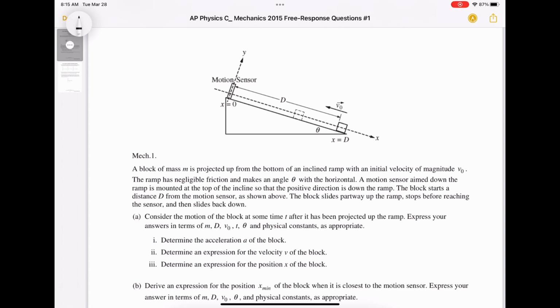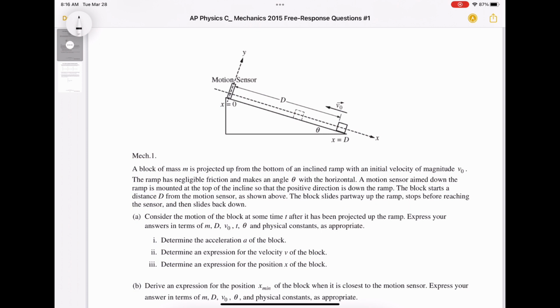It says a block of mass m is projected up from the bottom of an inclined ramp with an initial velocity of magnitude v naught. The ramp has negligible friction and makes an angle theta with the horizontal. A motion sensor aimed down the ramp is mounted at the top of the incline so that the positive direction is down the ramp. That is important there, positive direction down the ramp. The block starts a distance d from the motion sensor as shown above. The block slides partway up the ramp, stops before reaching the sensor, and then slides back down.